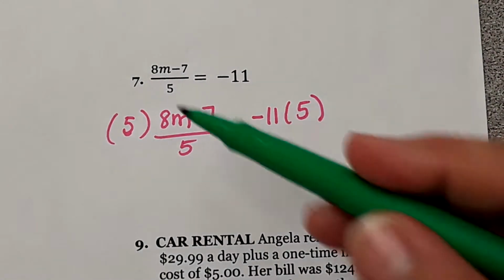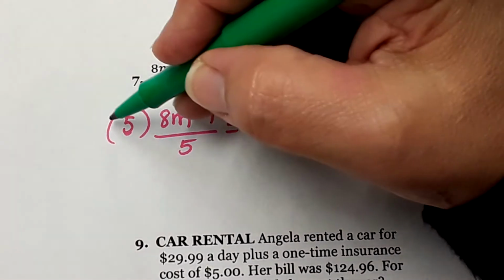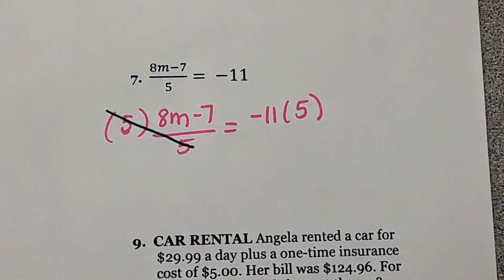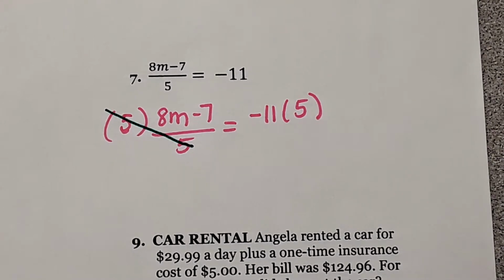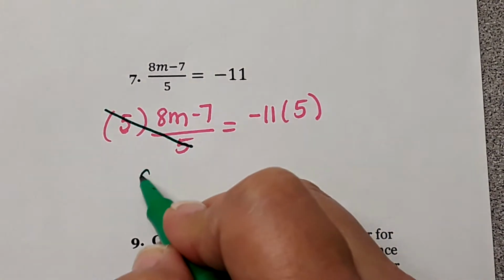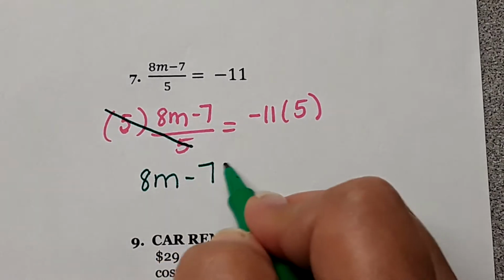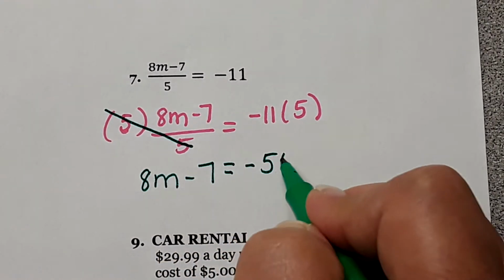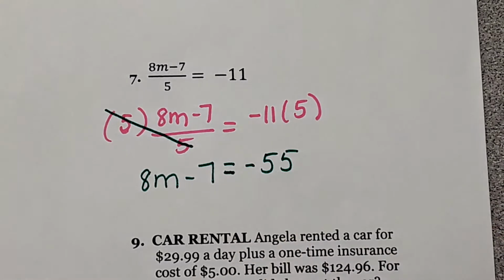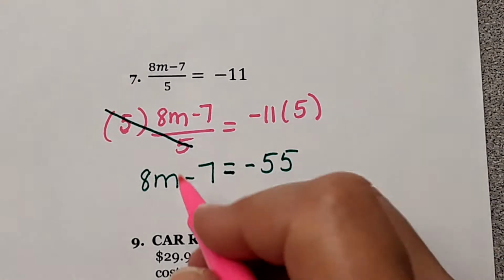And where I got the 5 from is from the denominator. And these cancel out. And then I'm left with 8m minus 7 equals negative 55. Now it becomes that two-step equation that we were used to yesterday, where we can do what? Add 7. Yes, because we're subtracting 7 already, so we're going to add 7 to both sides.